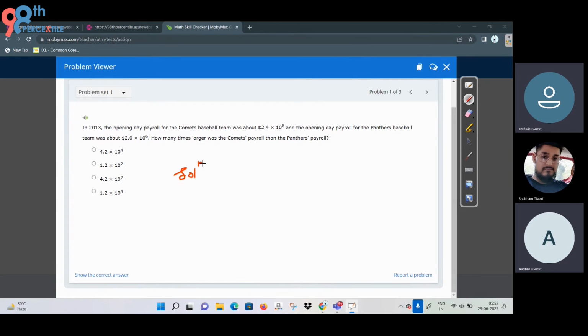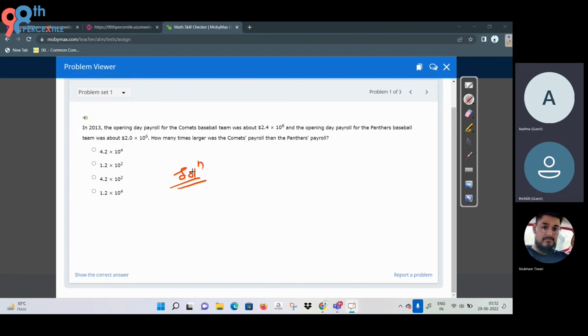Well, I just divided 2.4 and 2, and I got 1.2, and then 8 minus 6 is 2, so it's 1.2 times 10 to the power of 2.